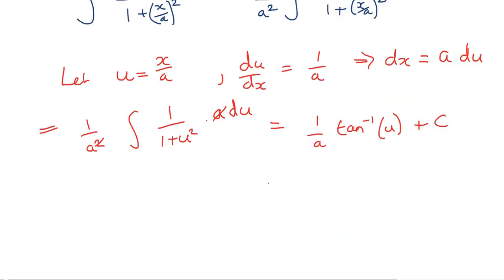Right, and the final step is just to plug u back in. So it's 1 over a tan inverse. Don't forget u was x over a plus c. And that is our answer. So that's the two integrals done.